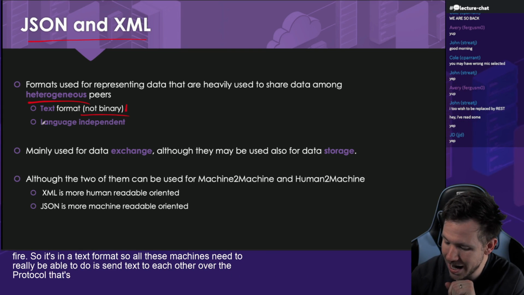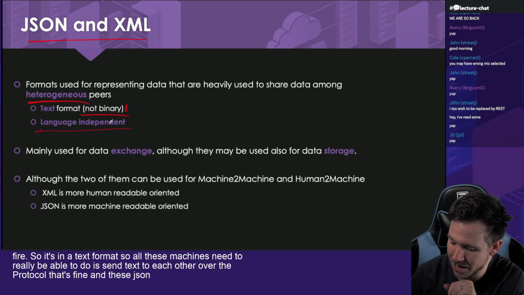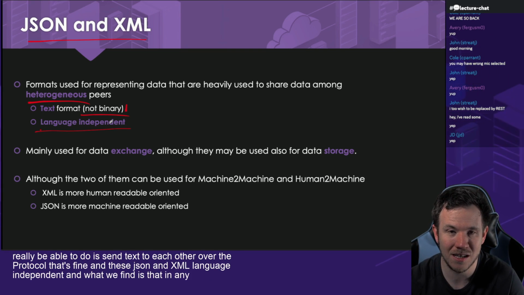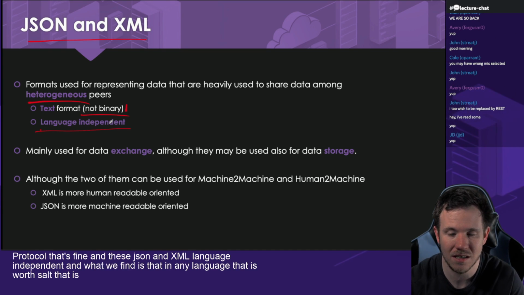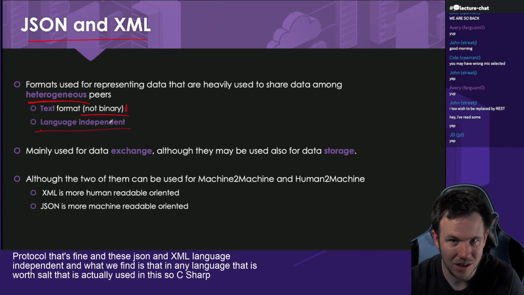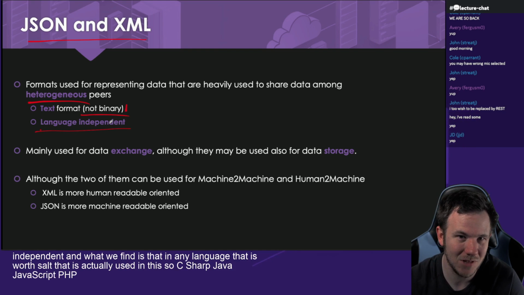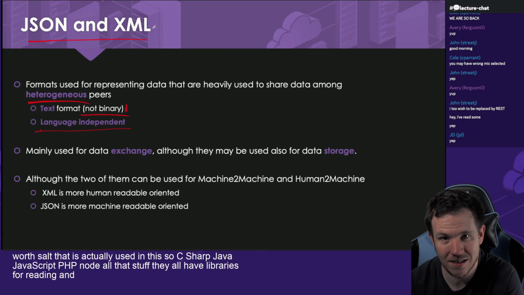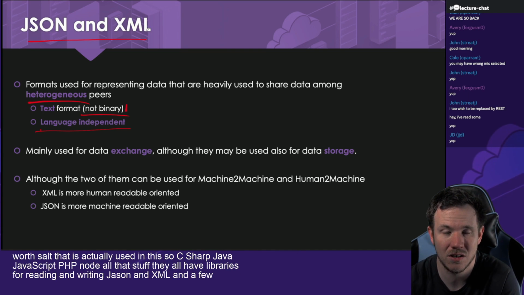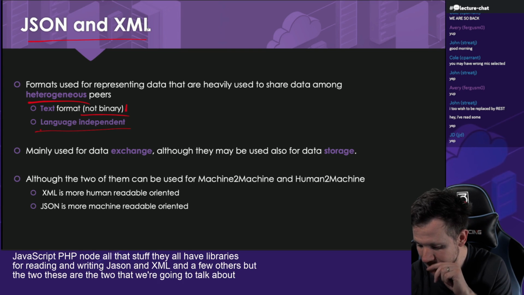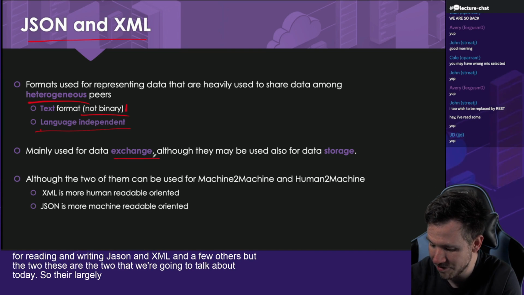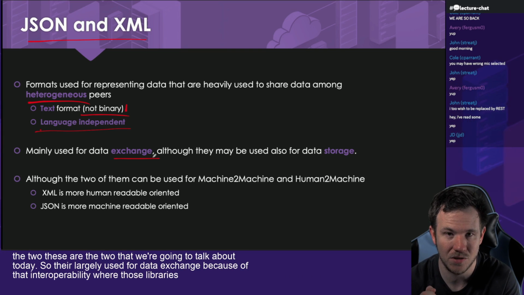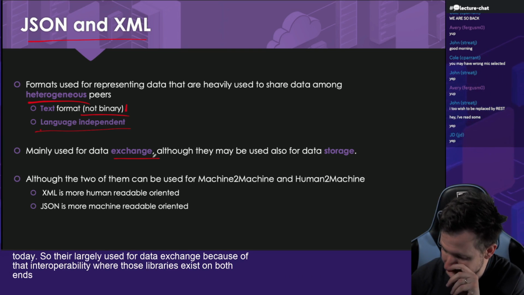That's fine. And JSON and XML are language independent. What we find is that in any language worth its salt that is actually used in this, so C#, Java, JavaScript, PHP, Node, all that stuff, they all have libraries for reading and writing JSON and XML. And a few others, but these are the two that we're going to talk about today. So they're largely used for data exchange because of that interoperability where those libraries exist on both ends. But they can also be used for storage.